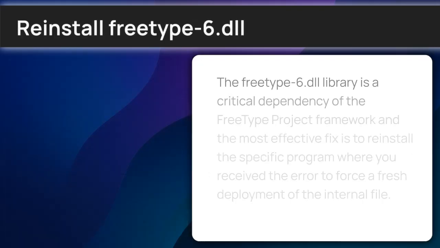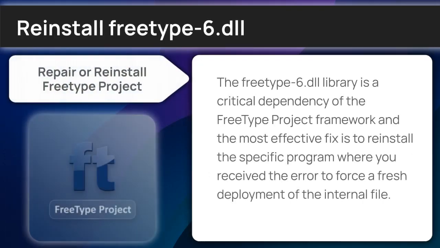The FreeType-6 library DLL is a critical dependency of the FreeType Project framework, and the most effective fix is to reinstall the specific program where you received the error to force a fresh deployment of the internal file.